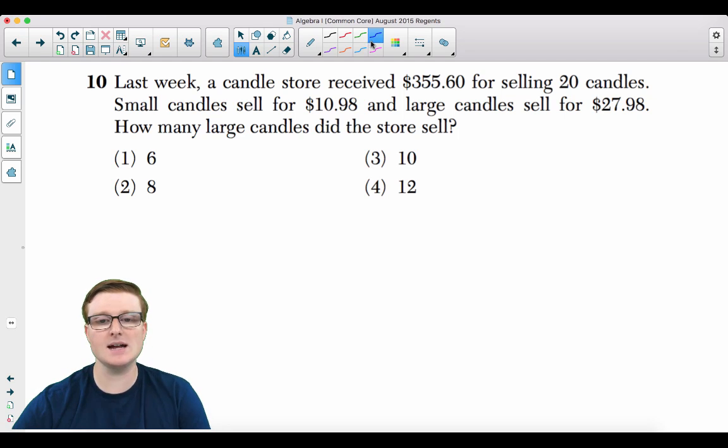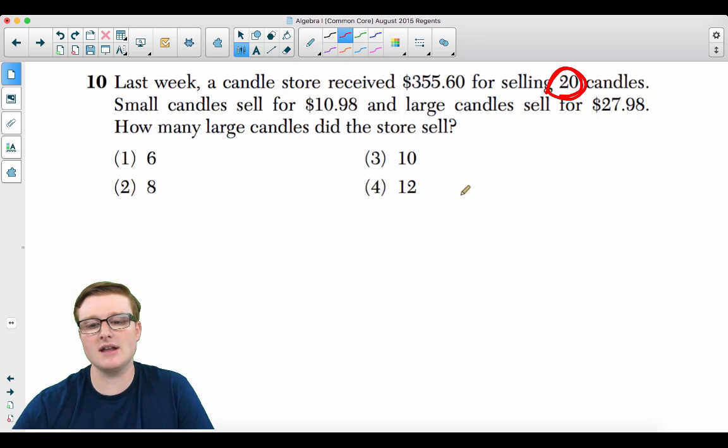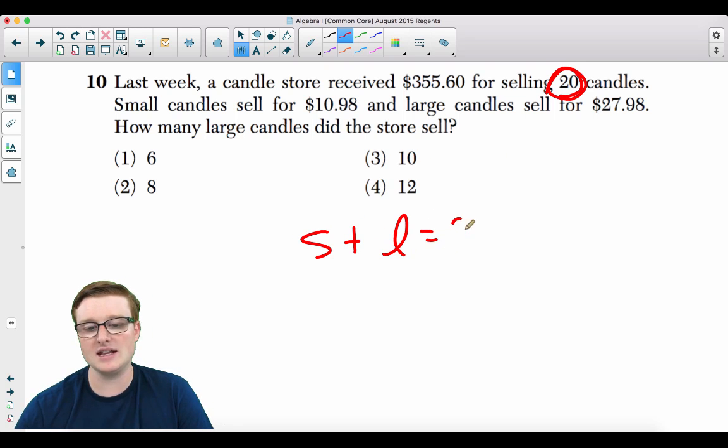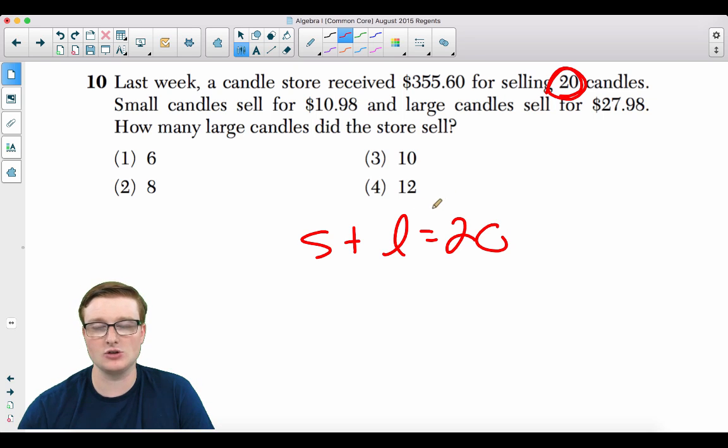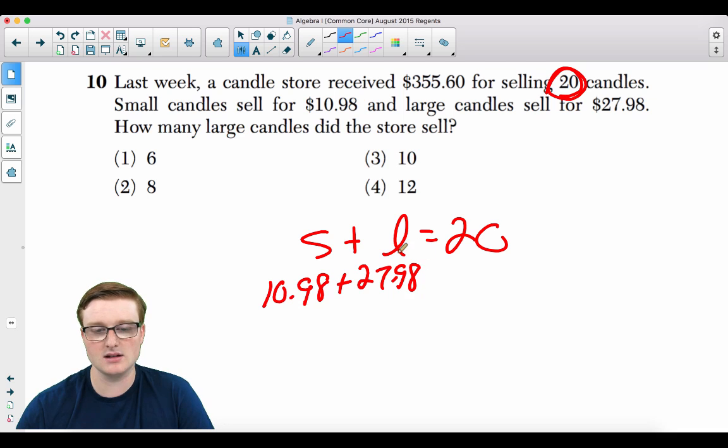So you need to set up a system of equations to get this answer. So they sold 20 candles. That means that I'm going to add, let's just say, a small candle plus a large candle. That equals 20 candles. So this represents the total amount of candles you sold.